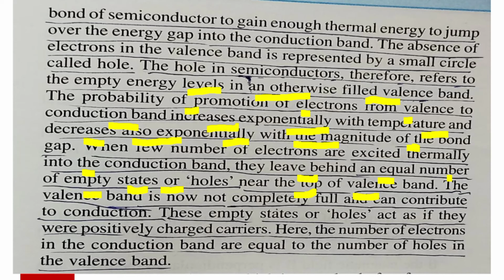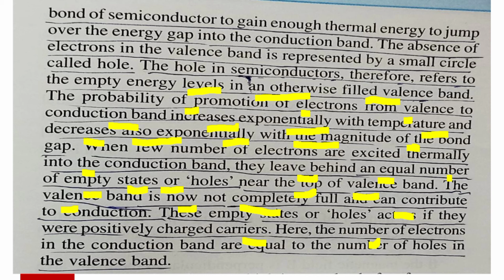The valence band is now not completely full and can contribute to conduction. These empty states, or holes, act as if they were positively charged carriers. Here the number of electrons in the conduction band is equal to the number of holes in the valence band. A pure semiconductor which is completely free from any impurity is called an intrinsic semiconductor.